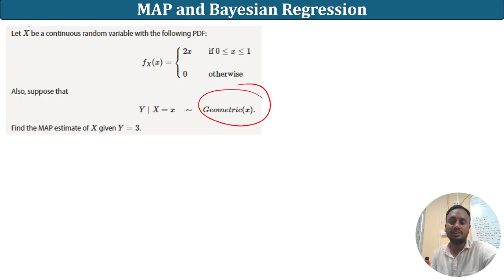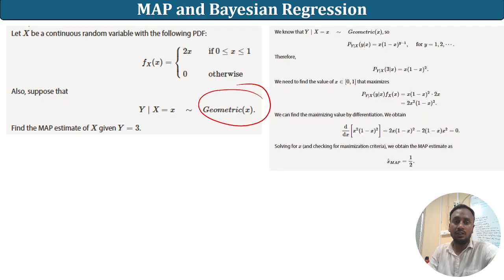So it's a geometry function. How can we calculate the MAP? So we can see, it's a geometry function: P of y given x is equal to (1 minus x) to the power y minus 1, times x. It's the geometry function; we all know that.